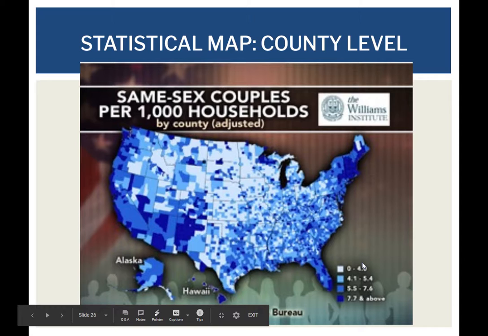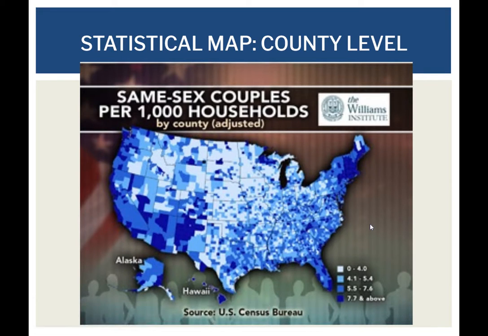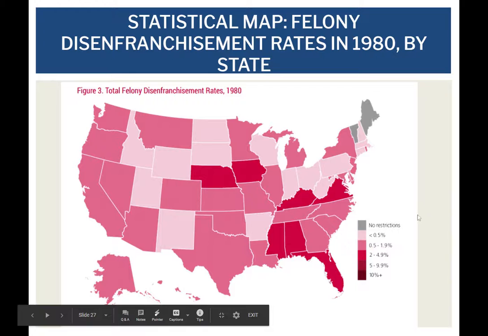Our key down here, this is a terrible screen grab, shows us that this light color is between 0 and 4% of households, or 0 to 4 per 1,000 households have same-sex couples in them, and going up and up and up. So these darker colors are counties that have higher numbers of same-sex couples, and the lighter the color, the less likely it is that they have same-sex couples per 1,000 households, right? Pretty handy.